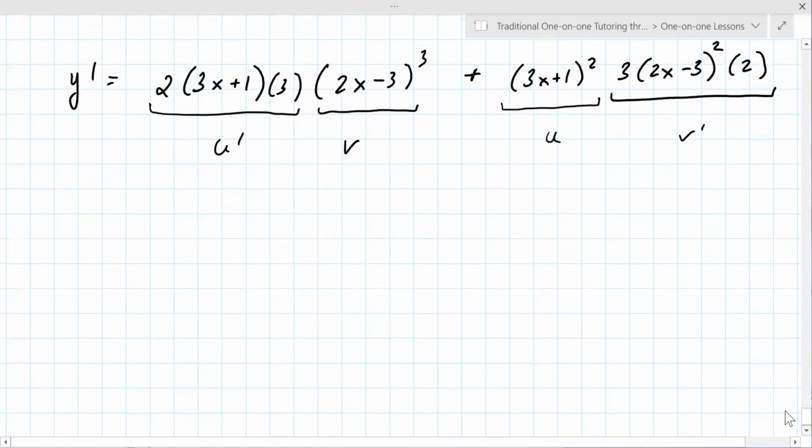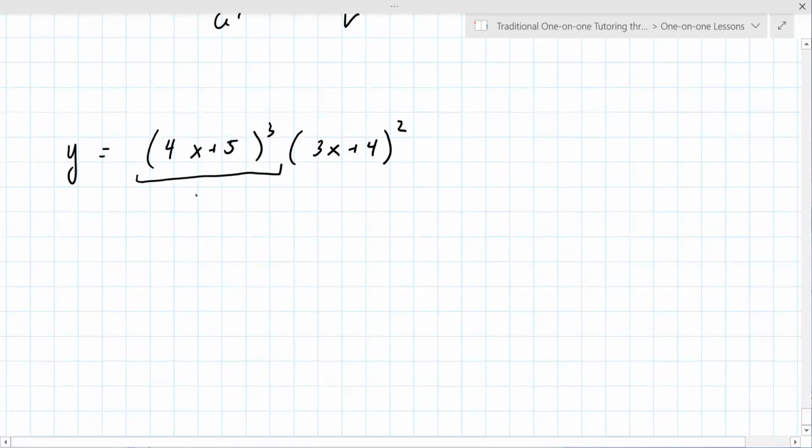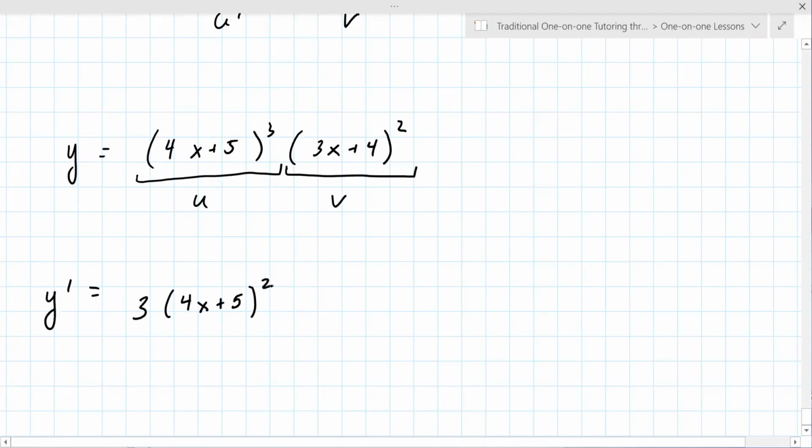Okay. We should do another one here. y equals 4x plus 5 to the power of 3 times 3x plus 4 to the power of 2. Again, all of this is your u, all of this is your v. Okay, now y prime equals 3 times 4x plus 5. Now we change the u.